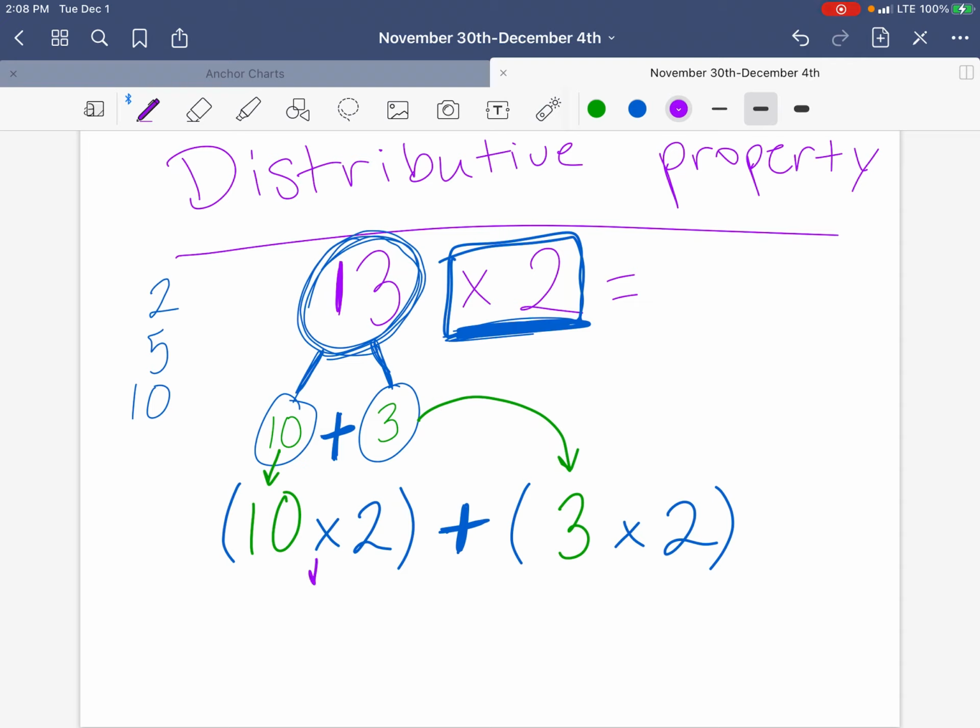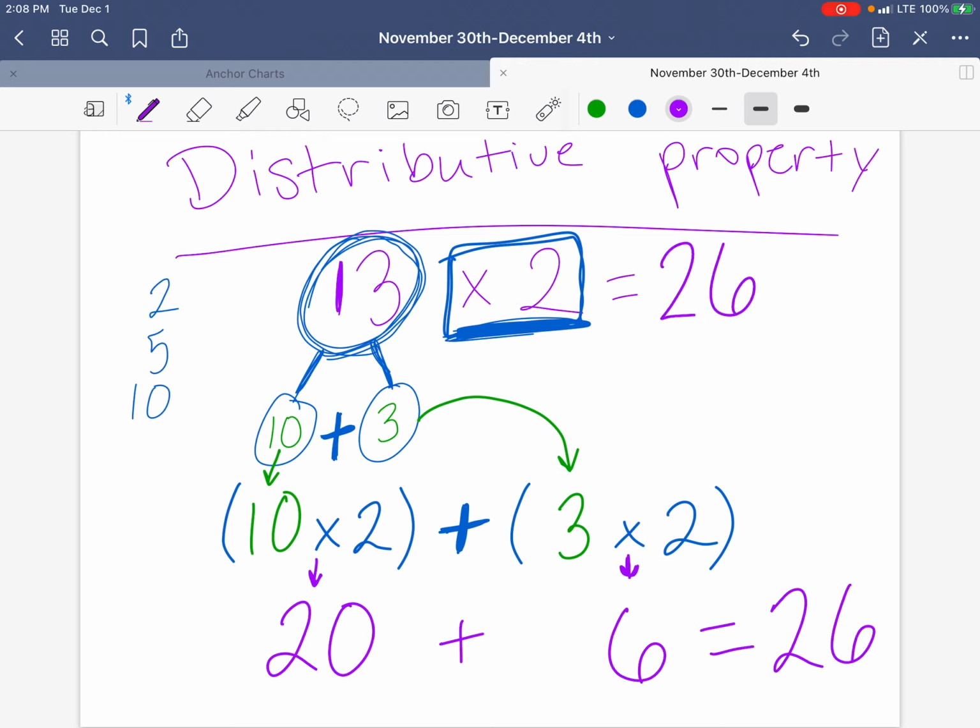So what is 10 times 2? What is 10 doubled? It is 20, very good. So 20, bring down the plus. 20 plus 3 times 2. What's 3 times 2? 3 groups of 2, that is 6. So 20 plus 6. What's 20 plus 6? 26. Very good. So 13 times 2 is 26.